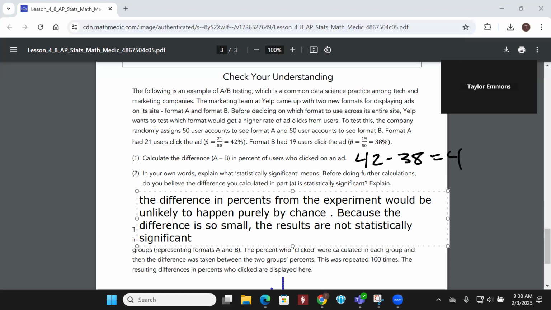So since it's so small, it's unlikely to happen purely by chance. So is there something impacting it, or is there not something impacting it? Are we sure? This is where stats starts getting a little iffy. So I need y'all to think about this. This is not one of those where you can just walk in here and do random things. Read it again. What's your definition of statistically significant? Read it on your paper. You wrote it up at the top. When results of an experiment are unlikely to happen purely by chance.